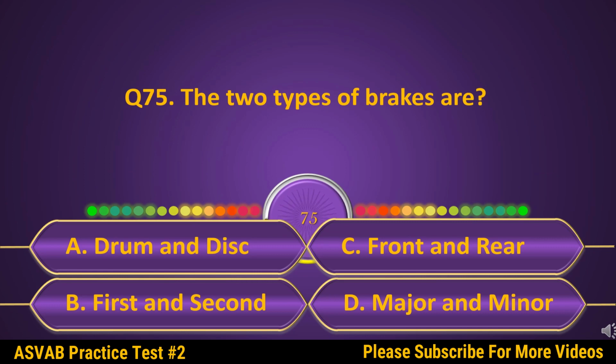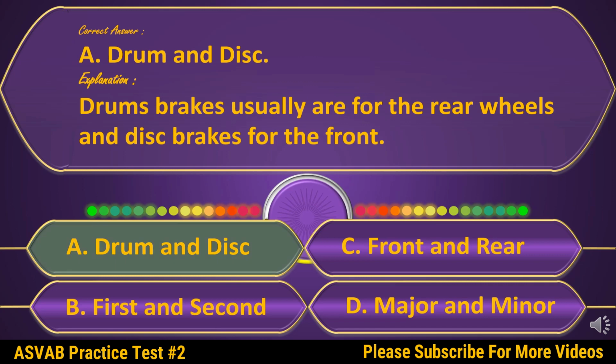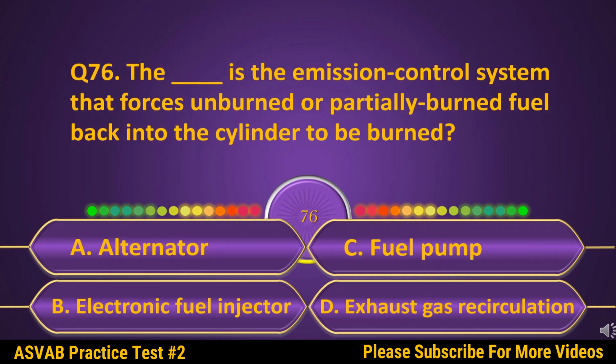Question number 75. The 2 types of brakes are, and the options are A. Drum and disc, B. First and second, C. Front and rear, or D. Major and minor. The correct answer is option A, drum and disc. Drum brakes usually are for the rear wheels and disc brakes for the front.